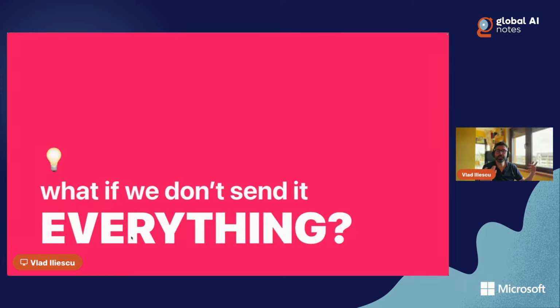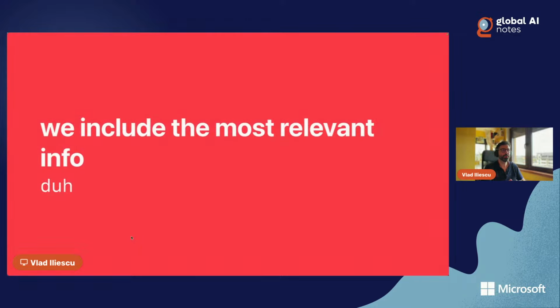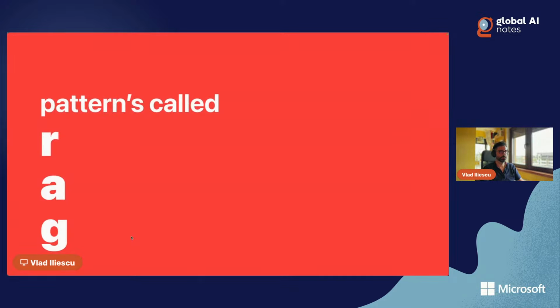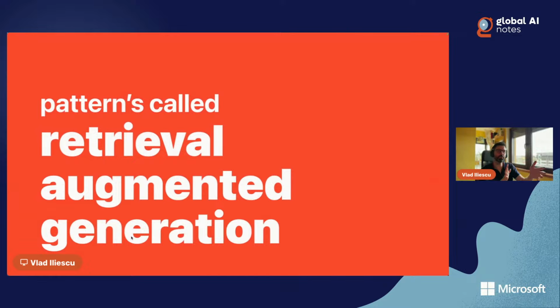So here's another idea. What if we don't send it everything? What do we send them? Well, we include the most relevant info, of course. So we have this pattern that most likely you've heard of. I know Farzad talked a bit about this some time ago using cognitive services. Basically, it's about retrieval augmented generation, right? And what does this mean?